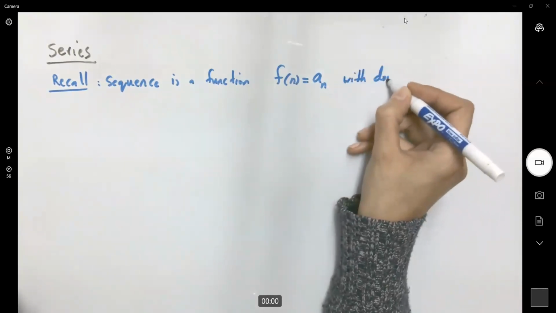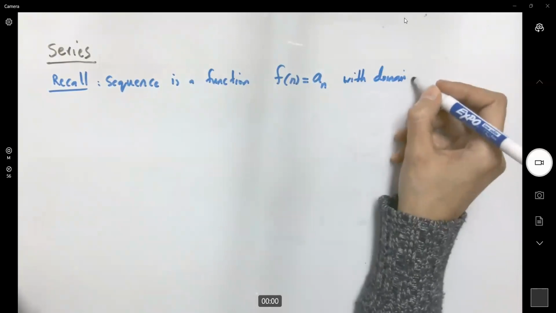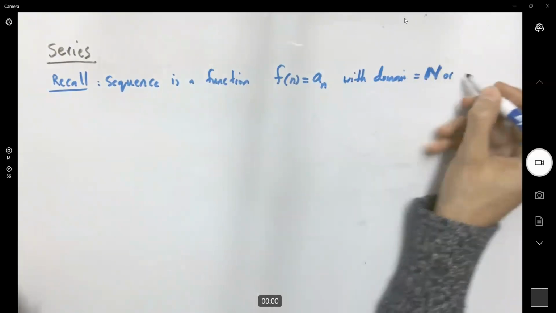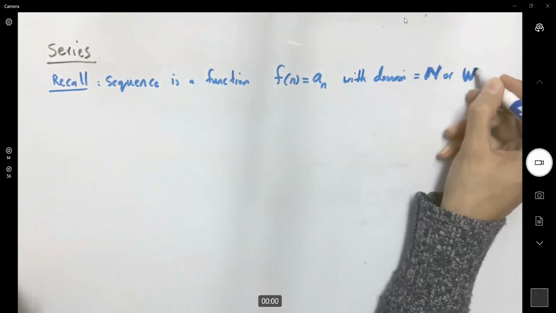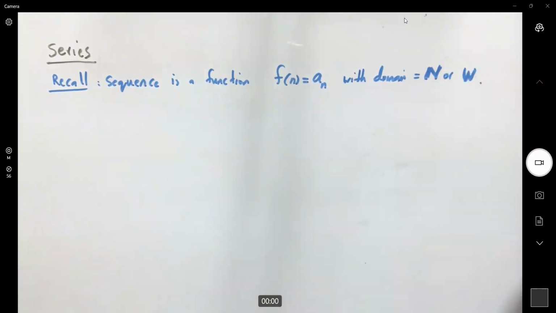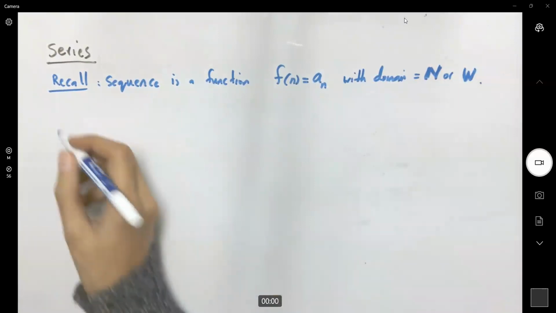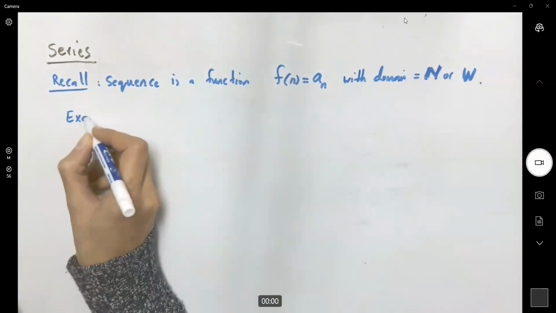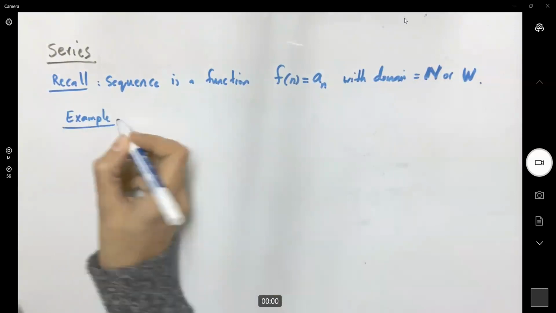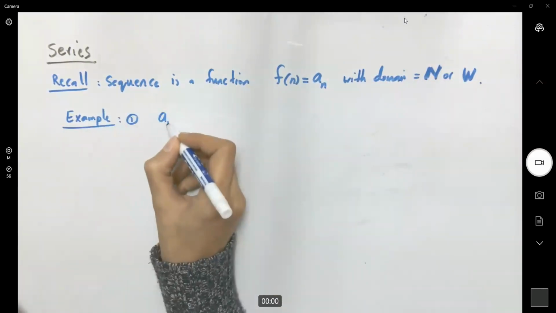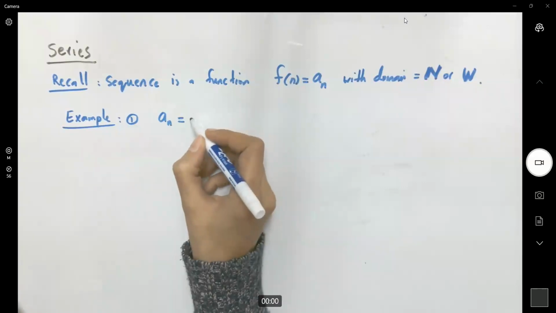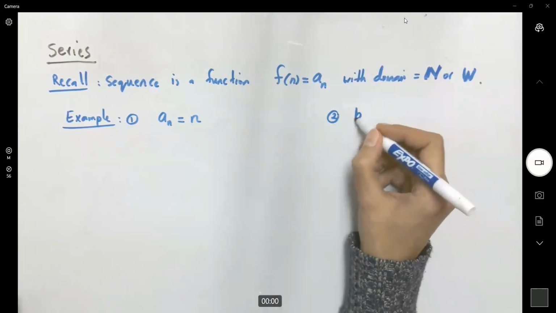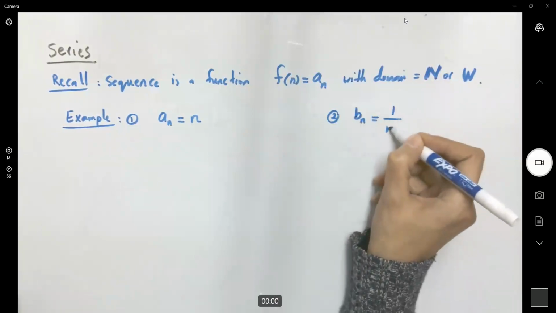Domain equals N or the whole number system. For example, suppose I give you these two sequences. The first sequence is a sub n equal to n. And the second sequence that I'm giving you is b sub n equals 1 over n.